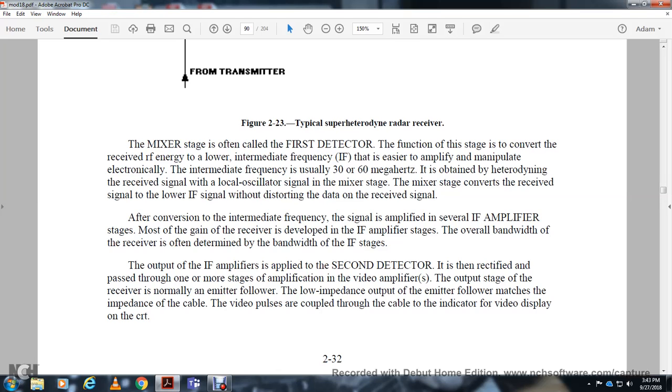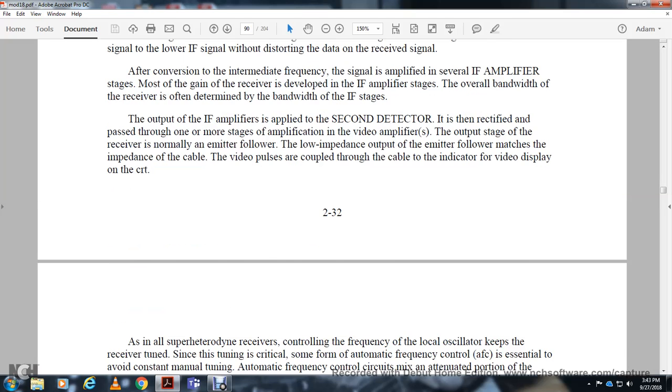The output of the intermediate frequency amplifier is applied to the second detector, a rectifier, and passes through one or more stages of video amplification. The video amplifier output stage is normally an emitter follower with a low impedance output, matching the impedance of the cable that couples the video pulse to the indicator, the visual display of the cathode ray tube.